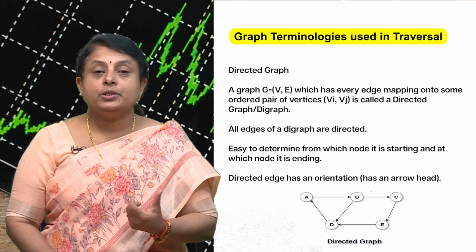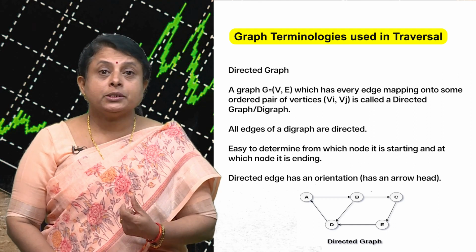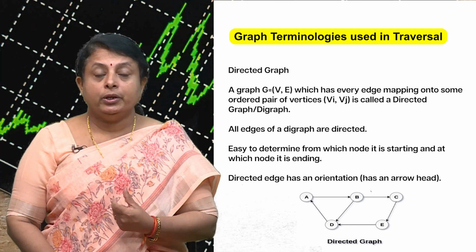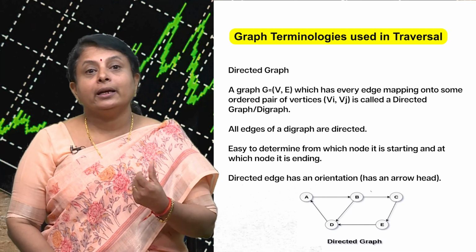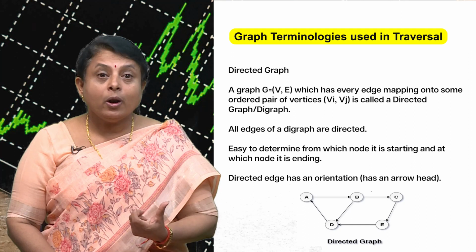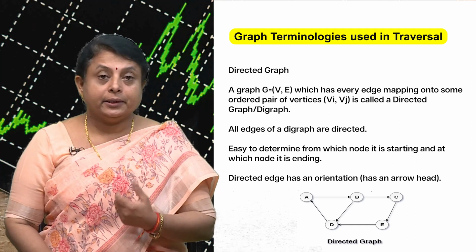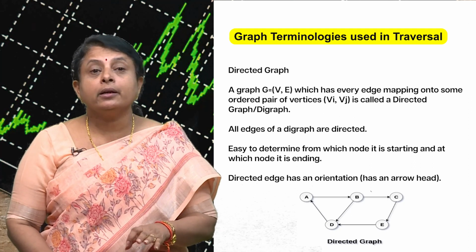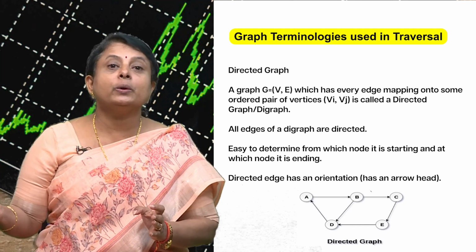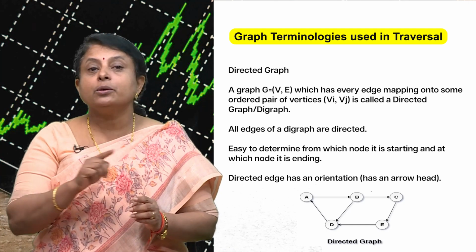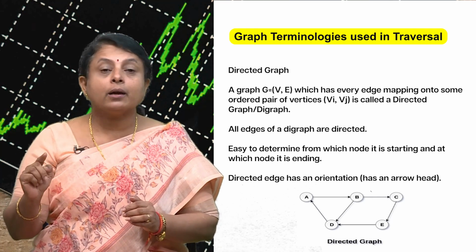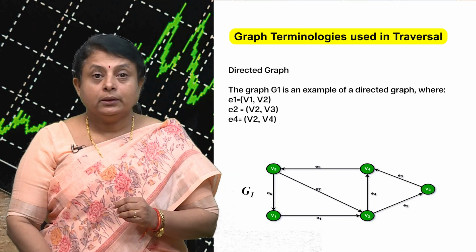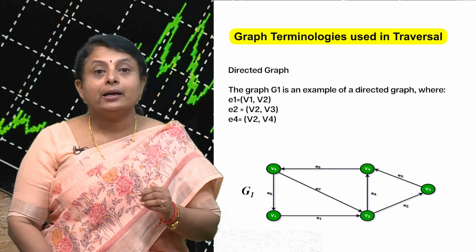Directed graph. A graph G = (V, E) which has every edge mapping onto some ordered pair of vertices Vi and Vj is called a directed graph or digraph. All edges of the digraph are directed. That is, in a directed graph, it is easy to determine from which node an edge is starting and at which node it is ending. A directed edge has an orientation, that is, it has an arrowhead. For example, in the graph G1, all the edges are directed.